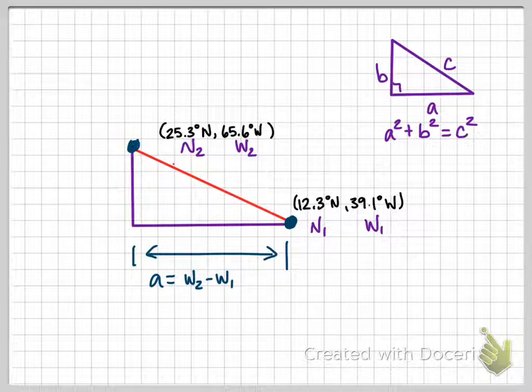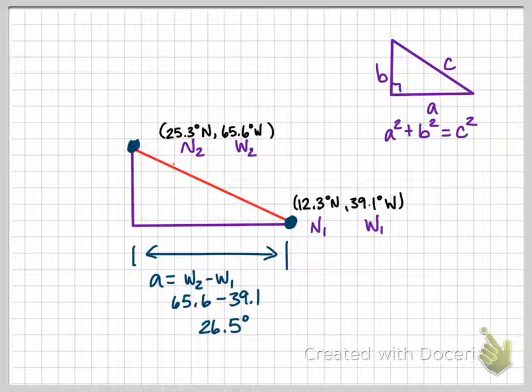So in this case, this would be 65.6 minus 39.1. And you could use your phone or calculator on this. This isn't something you really have to do in your head. I mean, if you want to, you're totally welcome to, but you don't have to. So using the calculator, this distance was 26.5 degrees. We're not used to distance being in degrees, but in this case it is because it's a navigational thing on the earth.